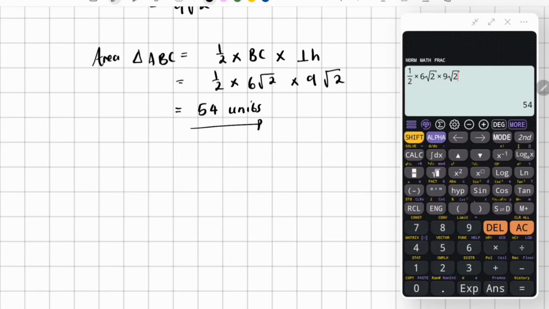So you see, it still agrees with each other. Whether you use the area rule or use the area of a triangle with a perpendicular height, we still get 54 units. So that is that question, and that is question 5. And then we move on to question 6.